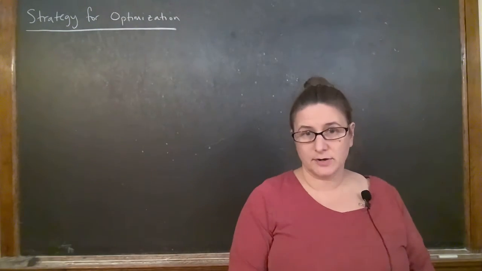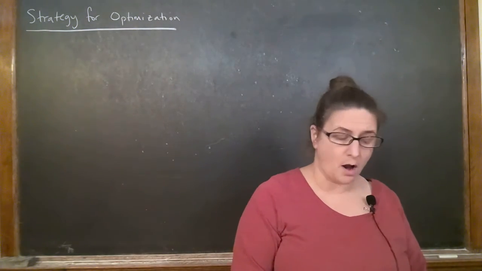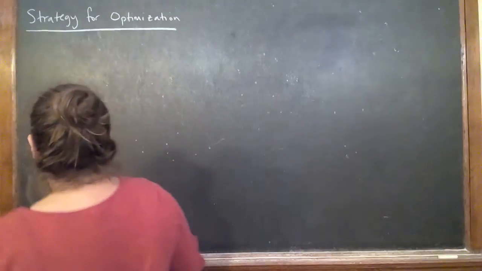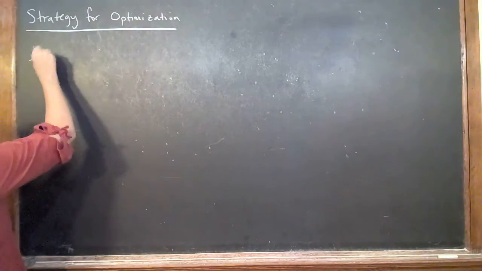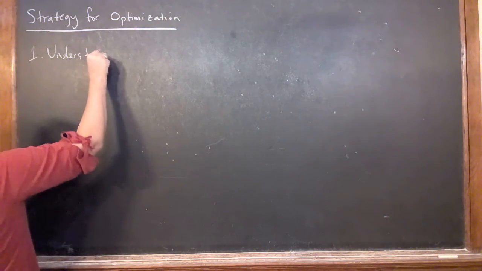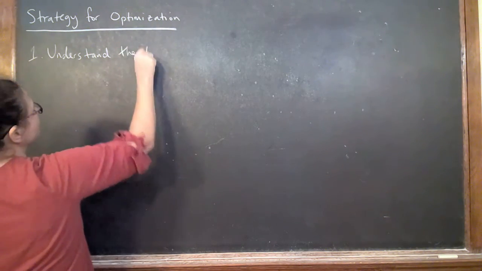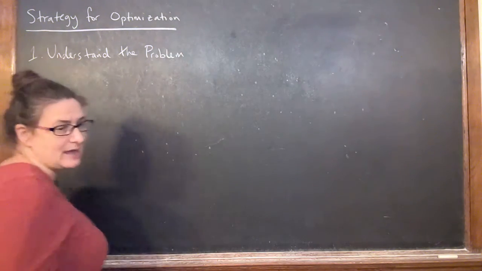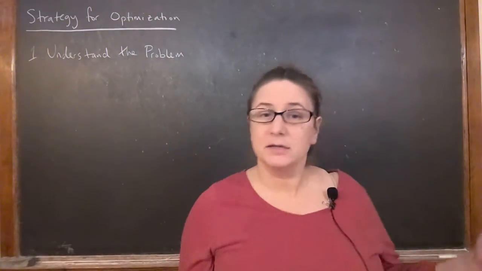So here's the general strategy that we used in the previous problem. First of all, we read the thing, right? So our first thing to do is to understand the problem. Read it carefully, figure out what information you have and what's being asked, right?